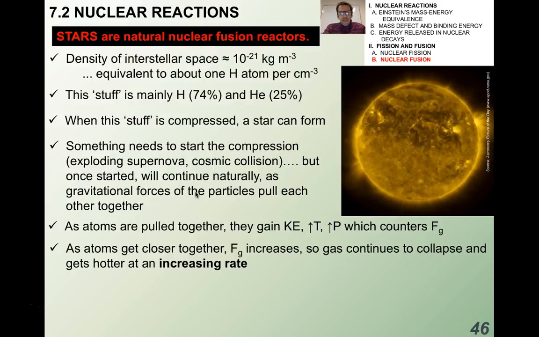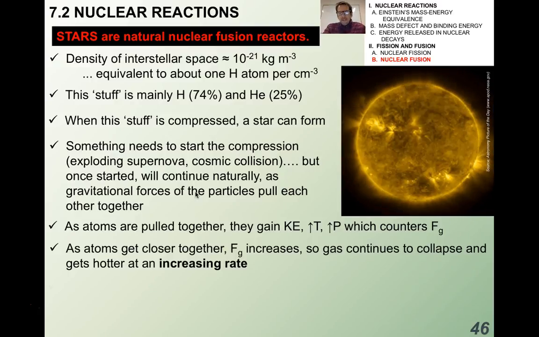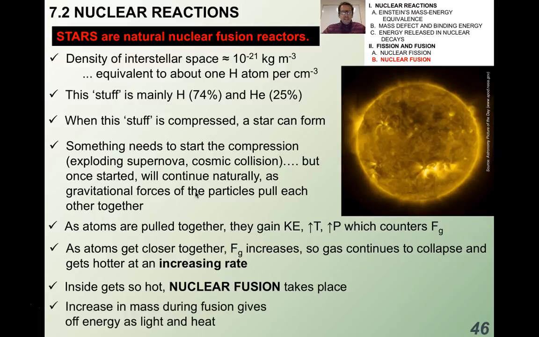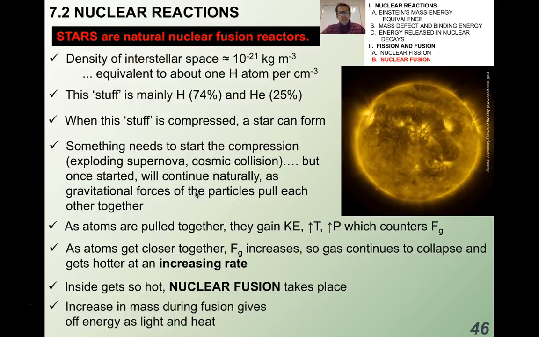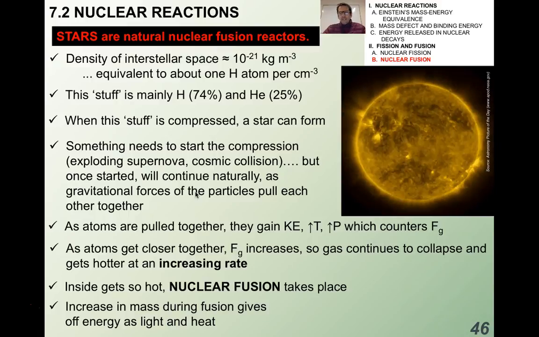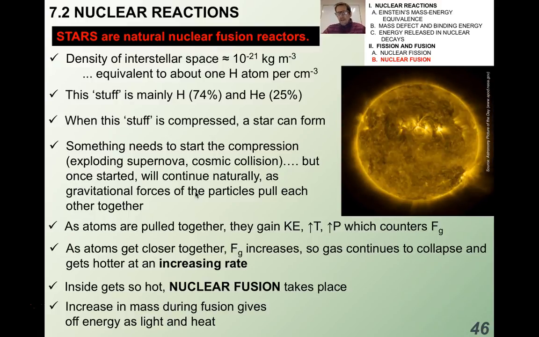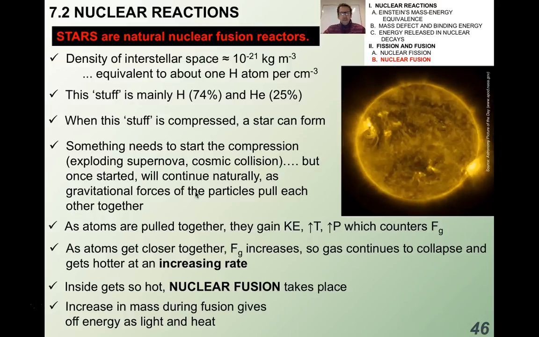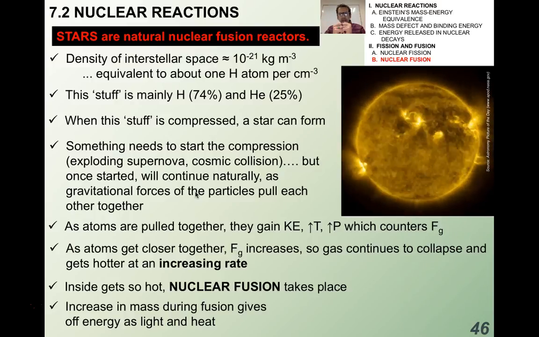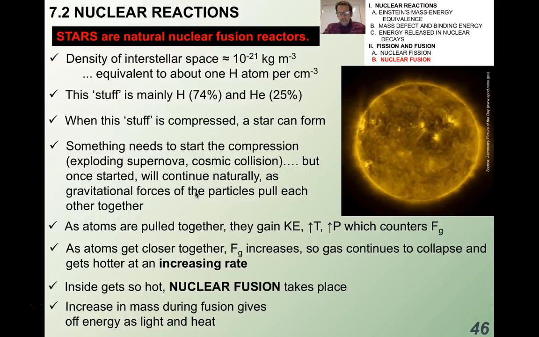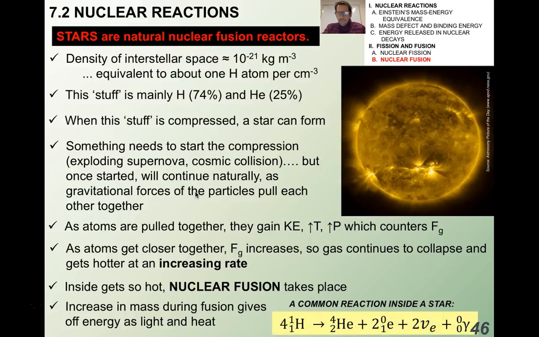As they get closer together, the force of gravity increases, so the gas continues to collapse and gets hotter at an ever-increasing rate. The inside gets so hot, plasma is created and nuclear fusion takes place, okay? And it's this decrease in mass during fusion that gives off energy as heat and light, gives off those photons that we talked about in that previous reaction, okay?